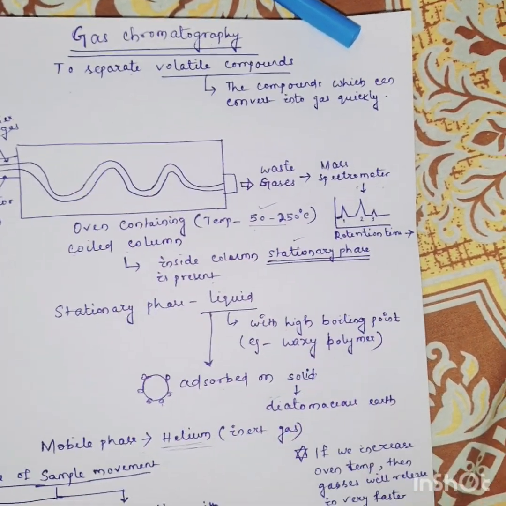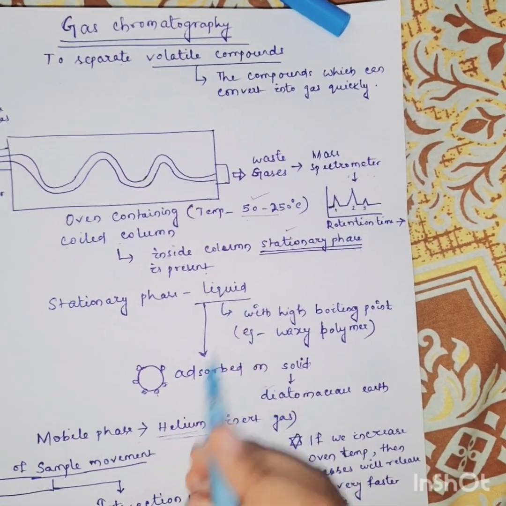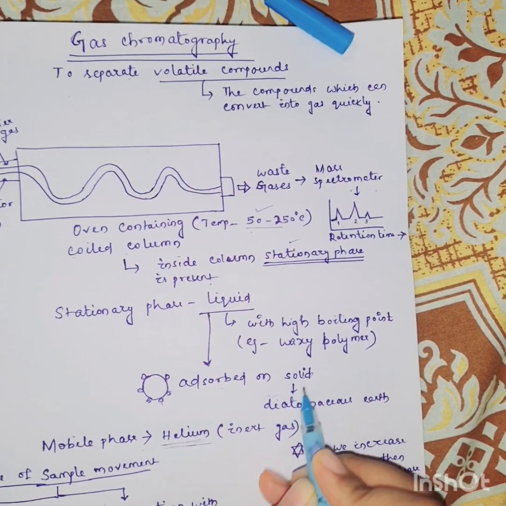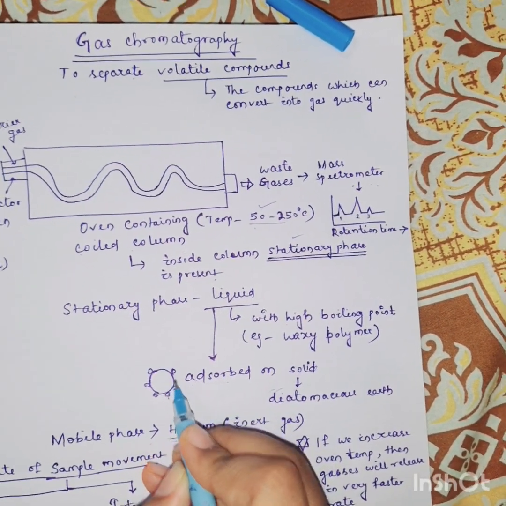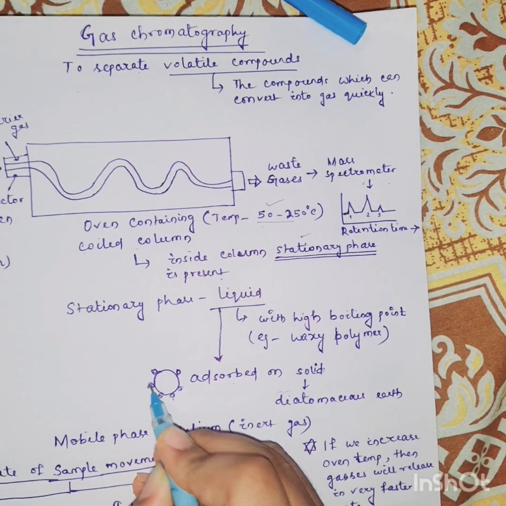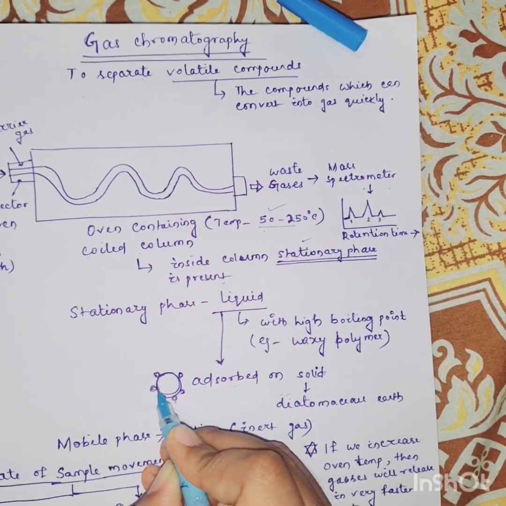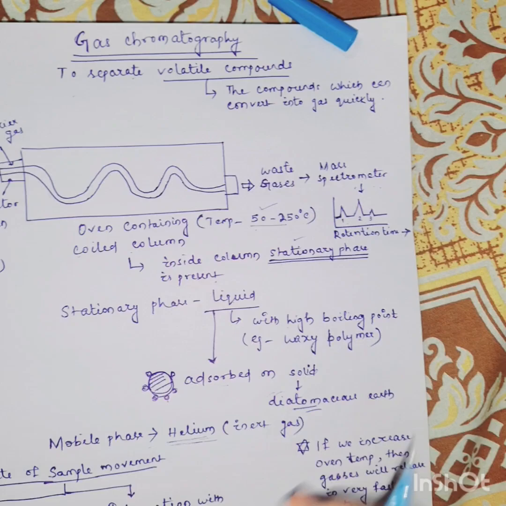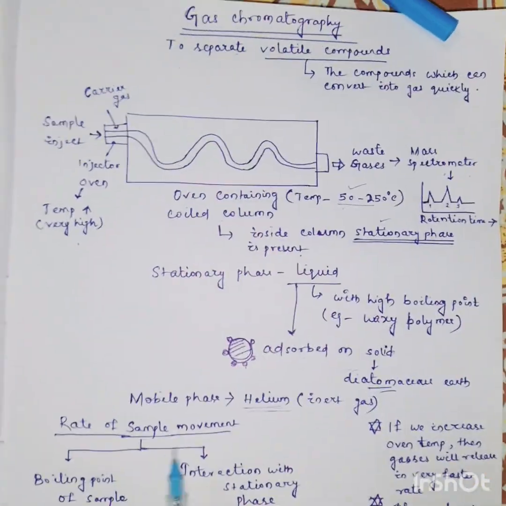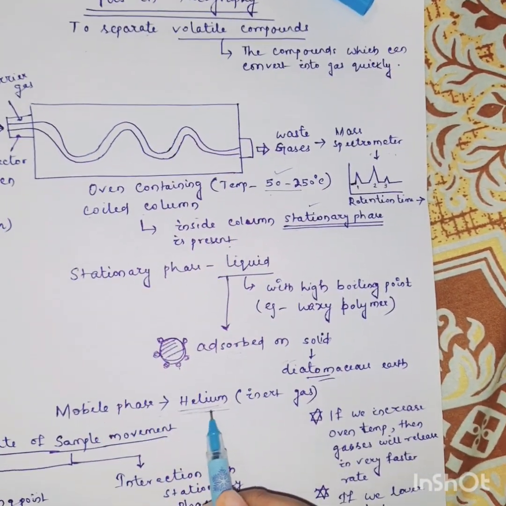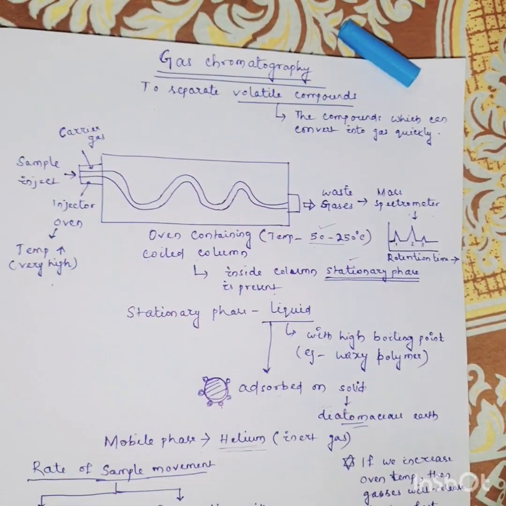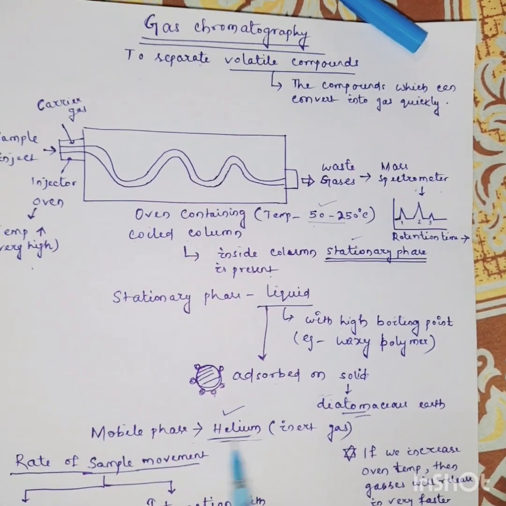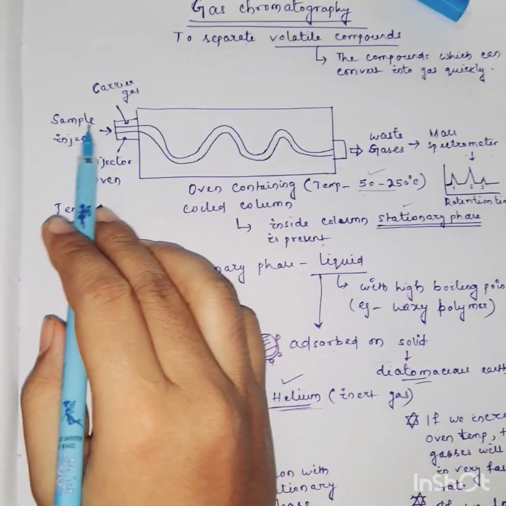For example, waxy polymer. That liquid is adsorbed on a solid, generally diatomaceous earth. What is adsorption? The liquid molecules attach on the surface of the solid, which is diatomaceous earth. Then what is the mobile phase here? The mobile phase is an inert gas which will not react with any molecule here. So generally we take helium. Then we will inject our sample through the injector oven.